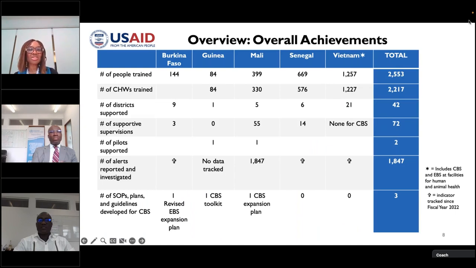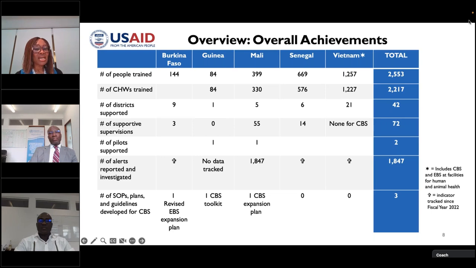This slide shows some of our overall achievements in terms of implementing CBS across the countries over the past 4 years where we had been supporting activities. I'm not going to go into details with listing these results, as you can read them for yourselves, but I just wanted to point out that overall we trained over 2,500 people on community-based surveillance, with a majority of that being community health workers who would do the actual identification and reporting up.